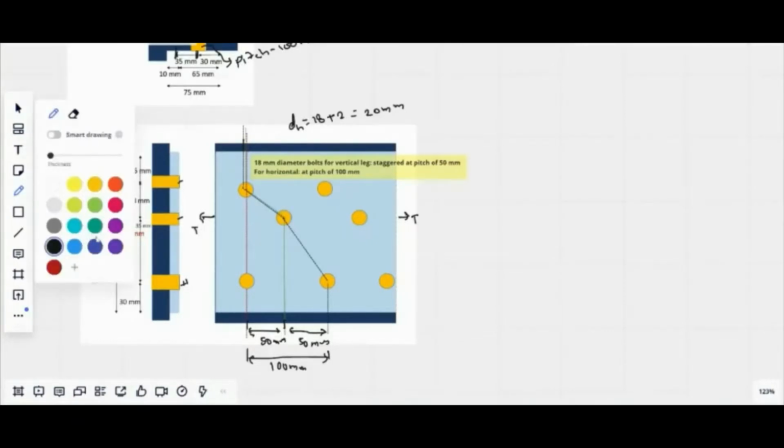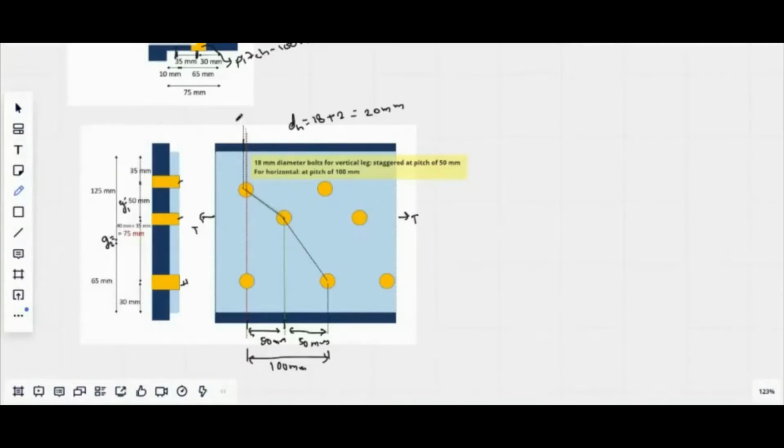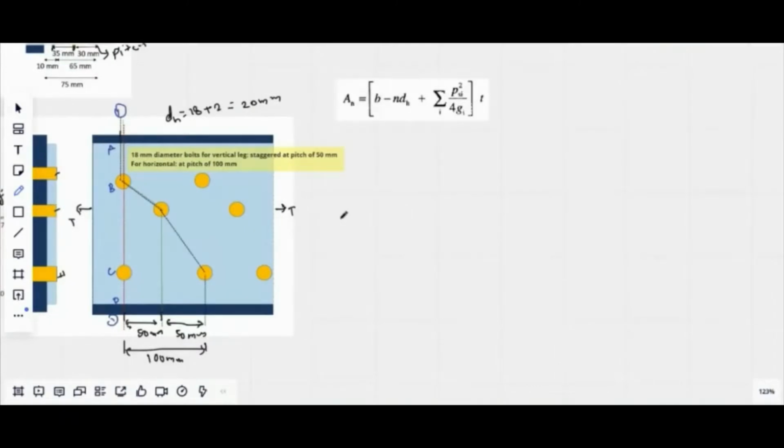So let us start with the section 1.1. Let us consider this is our section 1.1, which is starting from a point A, meeting the bolt at point B, then moving our section towards the point C and cutting off our section at point D. Here, in this case, the total width of the section will be 125 plus 65. The value will be about 190 mm.